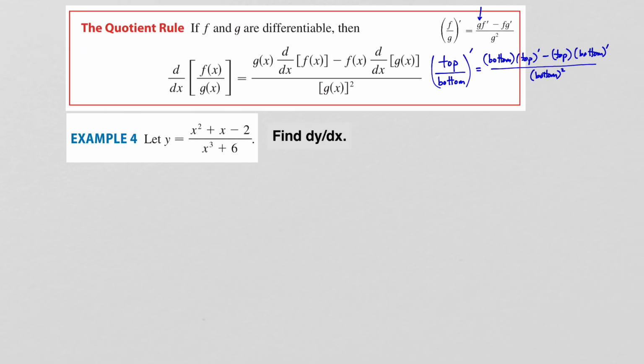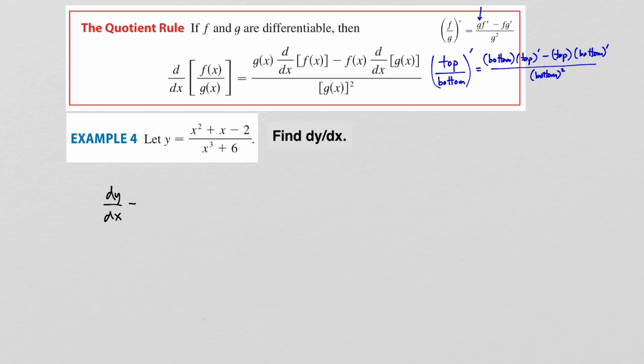Let's go ahead and take a look at an example. I'm not going to prove this rule. The proof is very similar to the proof for the product rule. So in our example here, we have a function y equals x squared plus x minus 2 all over x cubed plus 6. And I want to find dy dx, the derivative.